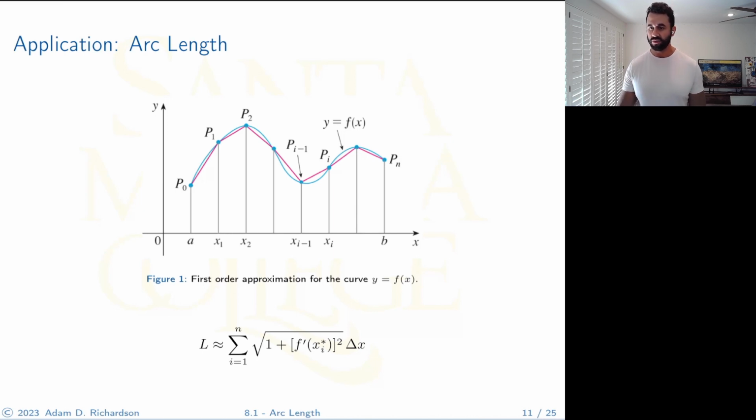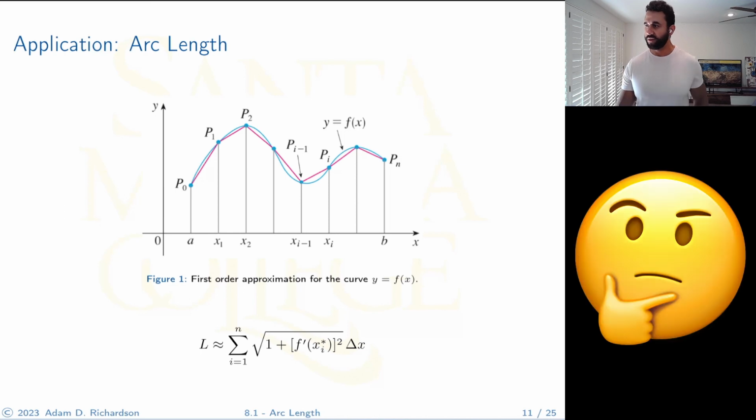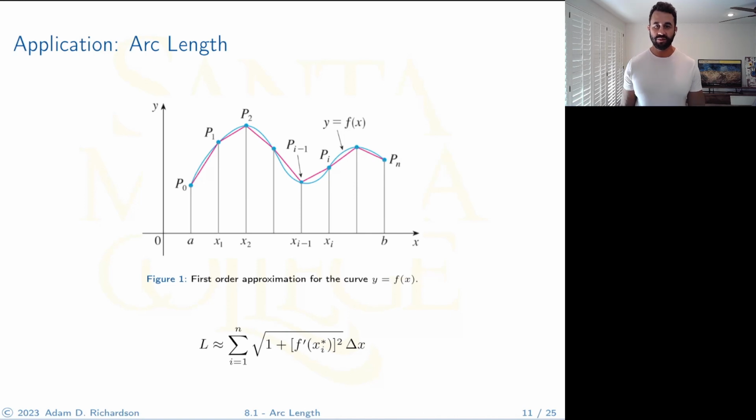I want you to look at that formula and look at the picture and just ponder it for a minute. Okay, so that's really what's happening, right? So the length is approximately the sum of those approximate line segments, right?